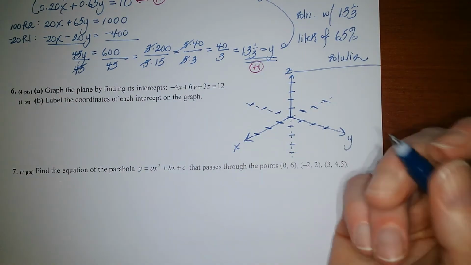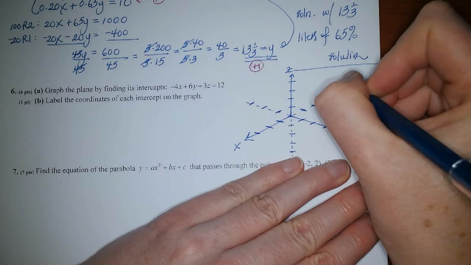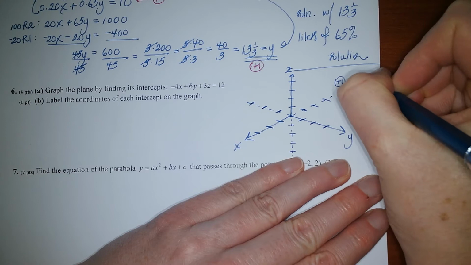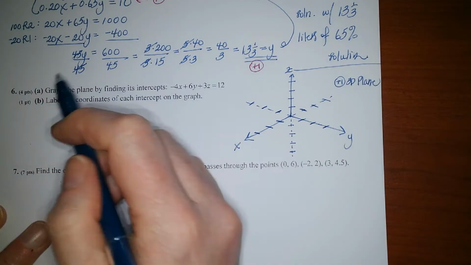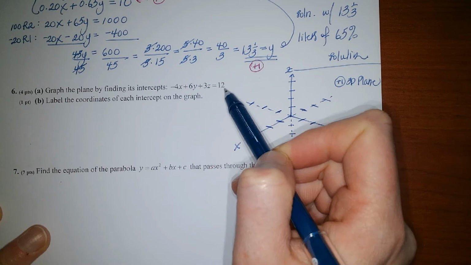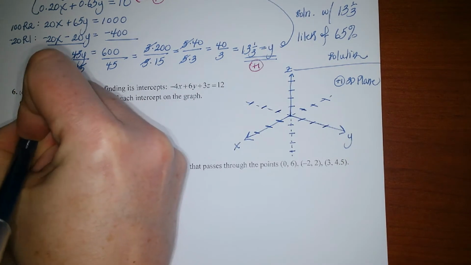There we go. Okay. For a 3D plane that has all of those features, you get 1 point for the 3D plane. Okay. Now let's do what it asked. It asked you to graph the plane -4x + 6y + 3z = 12 by finding its intercepts. So let's think about this.